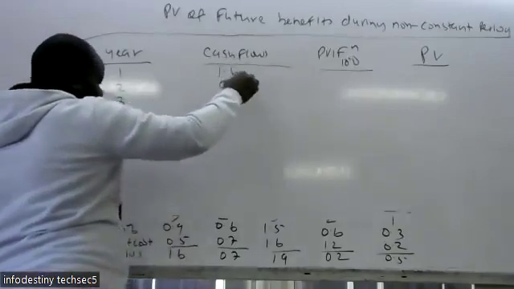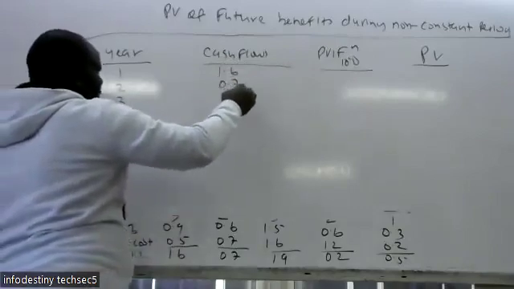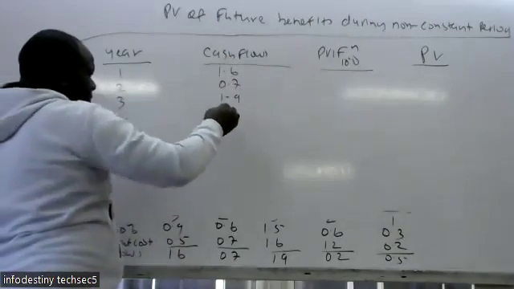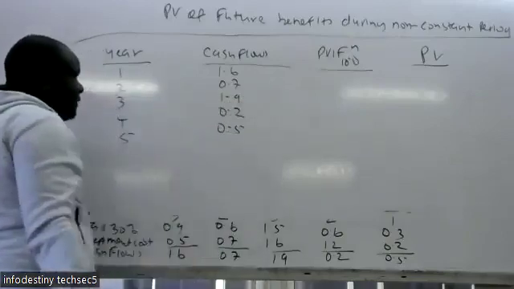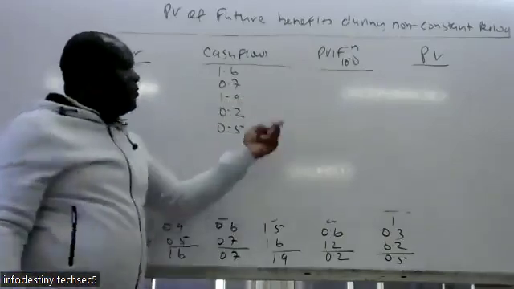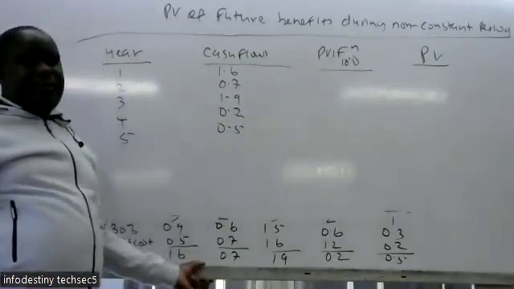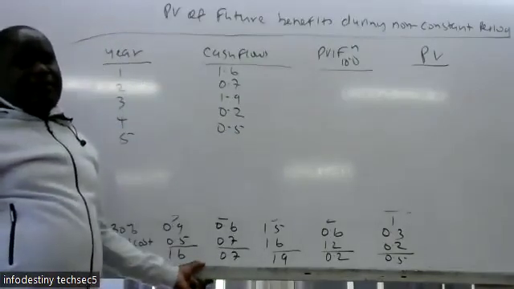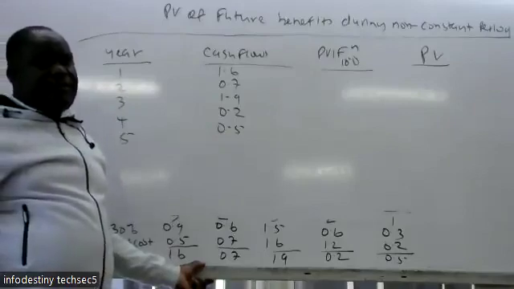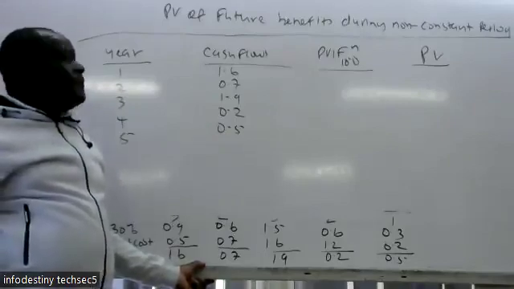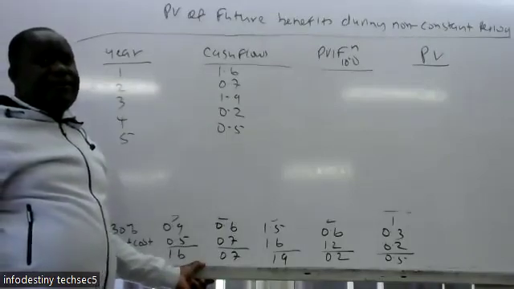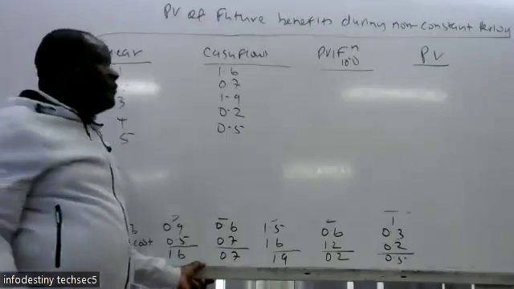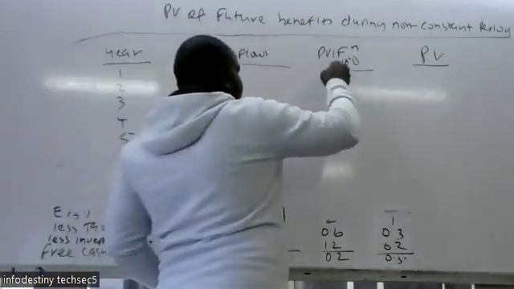This one is 0.7, 1.9, 0.2, 0.5. So we go to the table, the single figure table. Go to the single figure table. So check 10% in year 1. Should be 0.9.